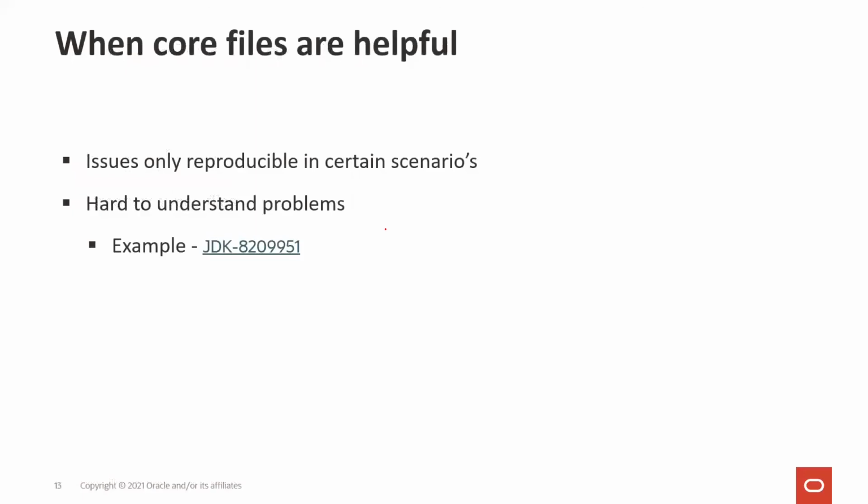Moving next, when core files are helpful, I think I just touched upon this. One scenario is when the crash is happening but it is very, very difficult to reproduce. It's intermittently crashing. If you run your application or your test case for 1,000 times, only one time it crashes. Very hard to reproduce. In such cases, you can allow your operating system to generate a core file from that crash. Then you can take that core and debug it, like doing a postmortem. You have collected all the evidence.